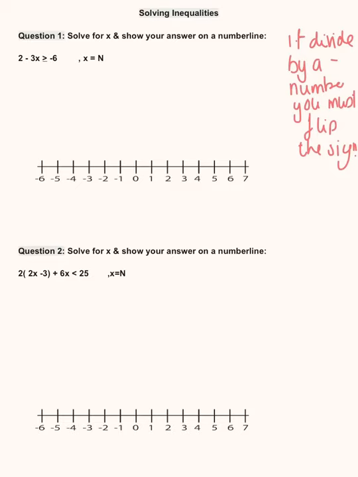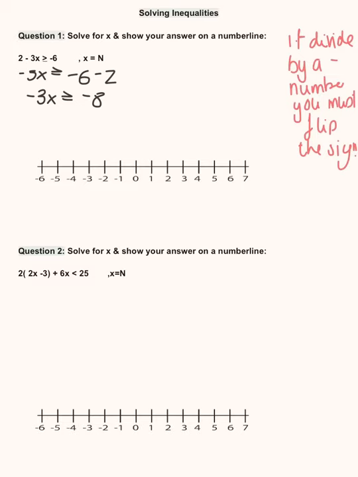So we have 2 minus 3x is bigger than or equal to minus 6. Just like a linear equation, I want all x's on one side and numbers on the other. So I'm going to say minus 3x is bigger than or equal to minus 6, and then bringing over that positive 2 will turn it into a minus 2. Now I've got x's on one side, numbers on the other. Tidying that up, minus 6 minus 2 more is minus 8.